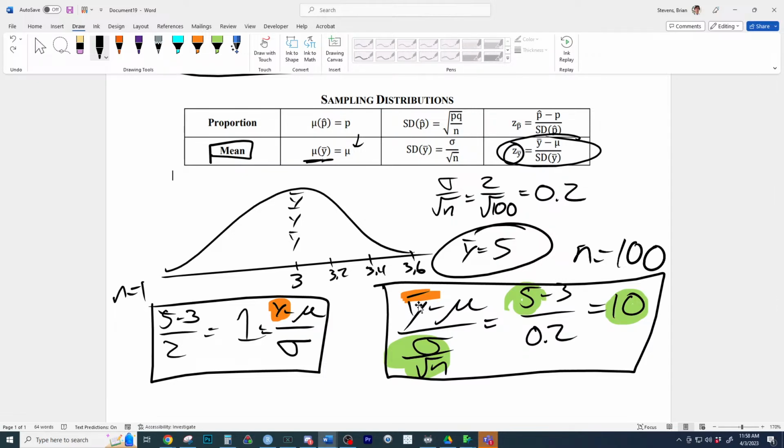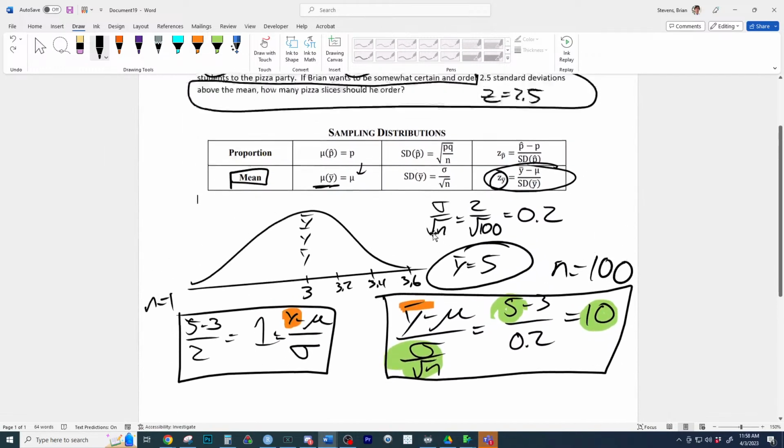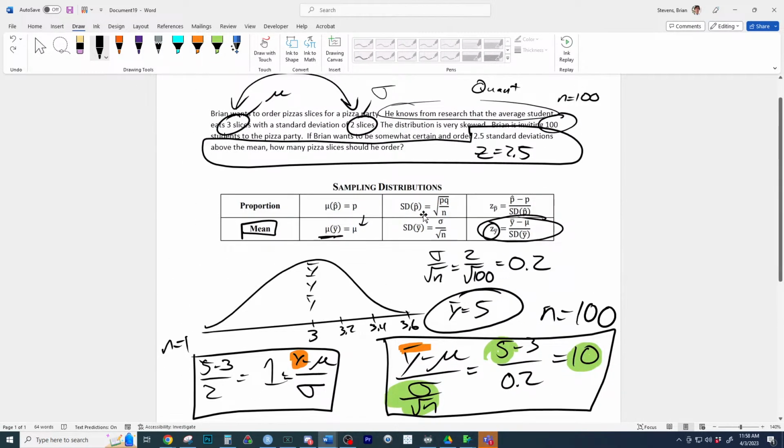It's a z-score of 10. But I drew all this out because our original question was, how many pizza slices should Brian order if he's looking for a z-score of 2.5? Where is a z-score of 2.5? I just want you to think conceptually, where is a z-score of 2.5? Think about it conceptually, and you can kind of see it.